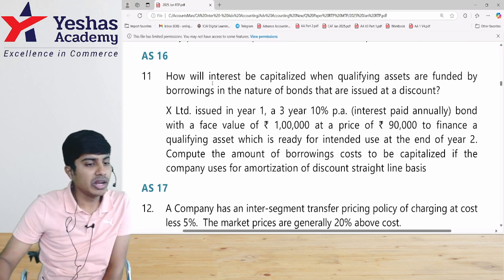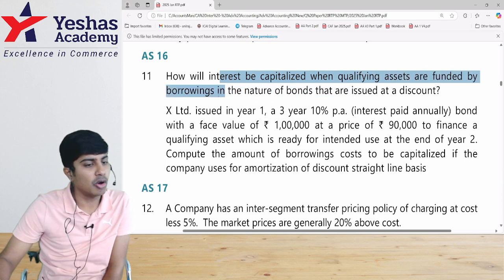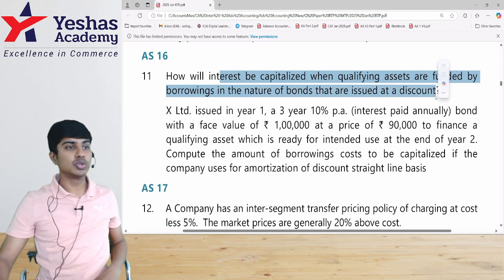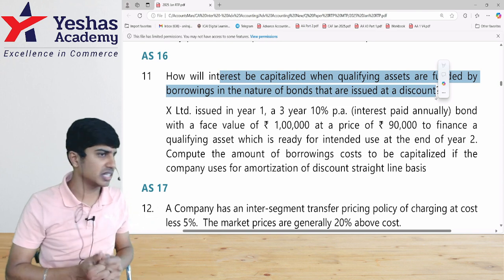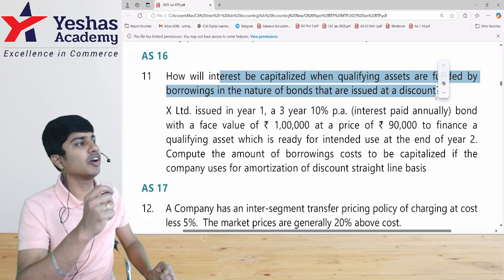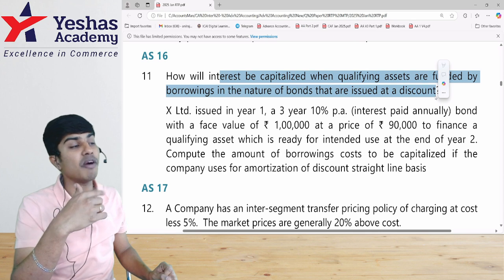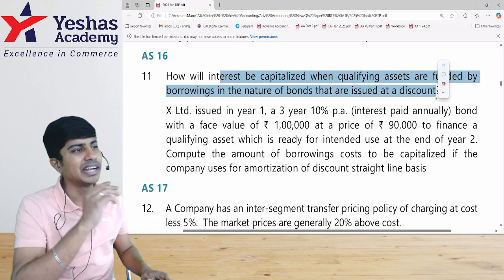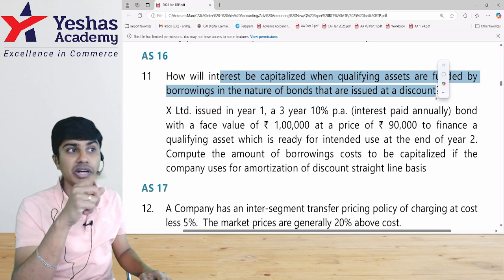It says, how will interest be capitalized when qualifying assets are funded by borrowing in the nature of bonds that are issued at discount? So what you've done is you have built an asset or purchased an asset, and that asset is a qualifying asset, meaning it takes a substantial period of time for its setup. And that borrowing, you did it in the form of bonds. So you issued some bonds and collected money, basically something like debentures. Such debentures or bonds or securities, you issued them at discount.